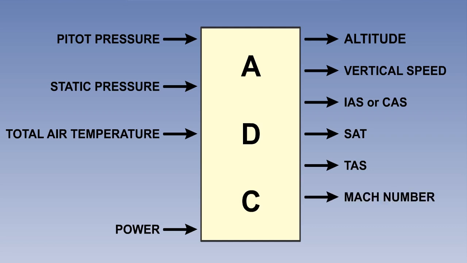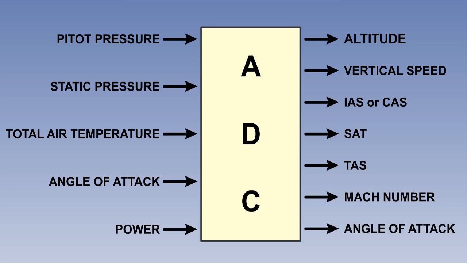A later addition from the 1980s onwards was an input of angle of attack, usually called alpha. This allowed safe flight at lower speeds, particularly on the approach, with no requirement to correct for the effect of changing weight as fuel was burnt. These 5 basic inputs of pitot, static, total air temperature, angle of attack and power are still required in today's modern air data computers.